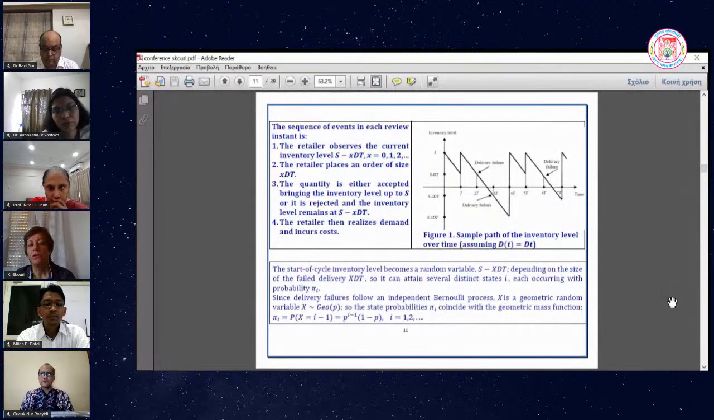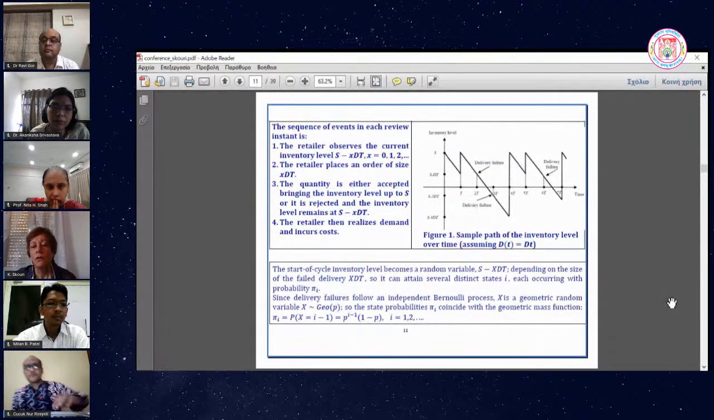So the start-of-cycle inventory level becomes a random variable, S minus X times D times T, depending on the size of the failed delivery, X times D times T. So it can attain several distinct states I, each occurring with probability P_I. Since delivery failures follow an independent Bernoulli process, then X is a geometric random variable, so P_I coincides with the geometric mass function.